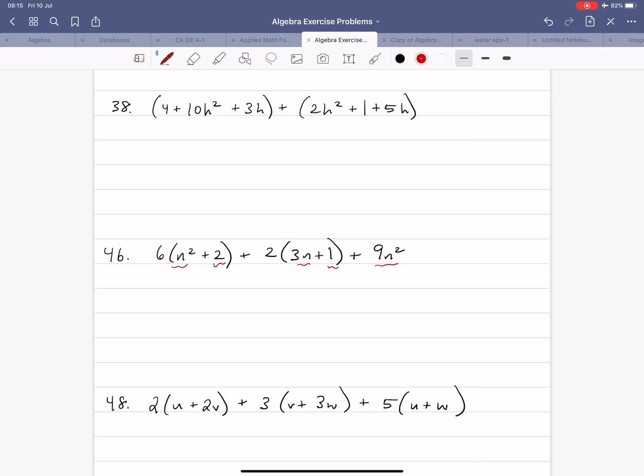Okay, I'm going to take the same strategy that I took before, where I first distribute out my factors here. So this is going to give me 6 times n squared plus 6 times 2. And then when I do the next one, I'll have 2 times 3n plus 2 times 1. And then I've still got this 9n squared.